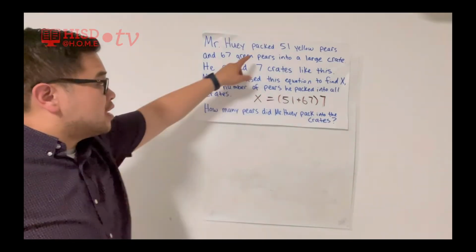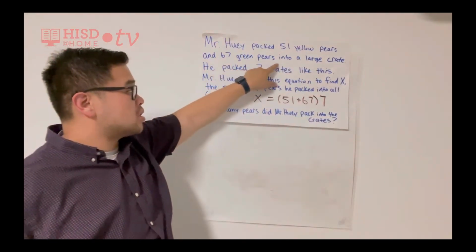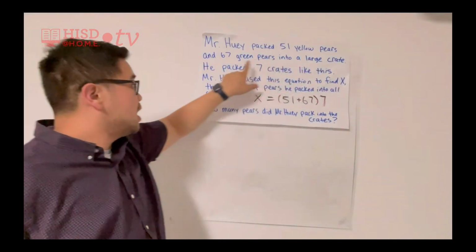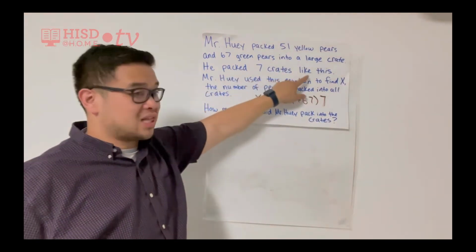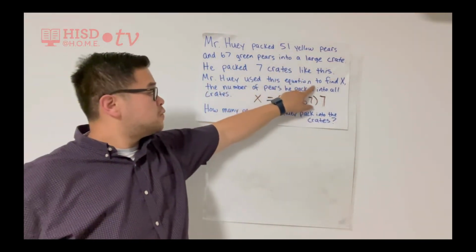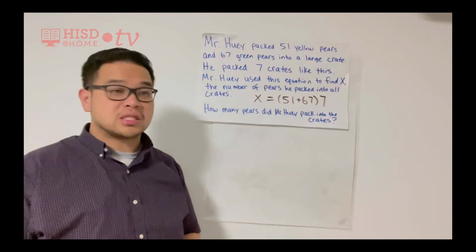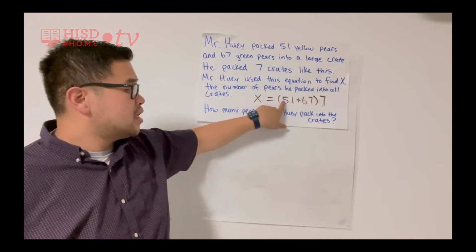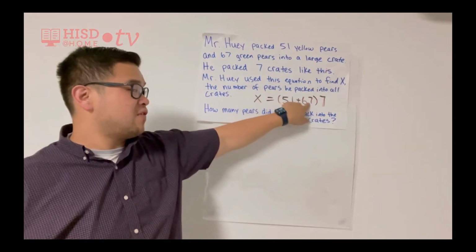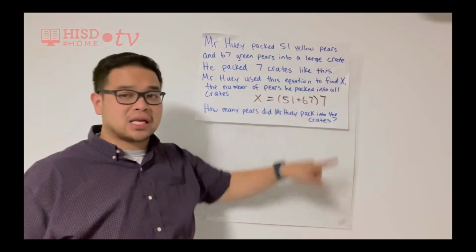Mr. Huey packed 51 yellow pears and 67 green pears into a large crate. He packed 7 crates like this. Mr. Huey used the equation to find X, the number of pears he packed into all crates. X equals (51 + 67) times 7. How many pears did Mr. Huey pack into the crates?